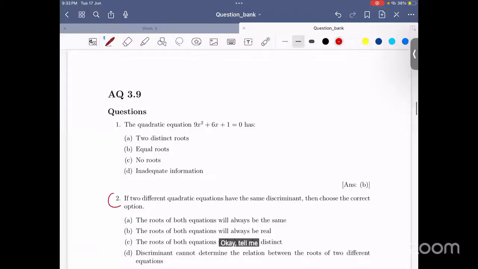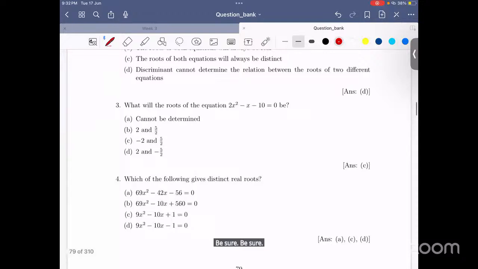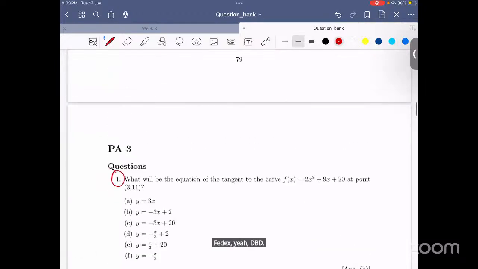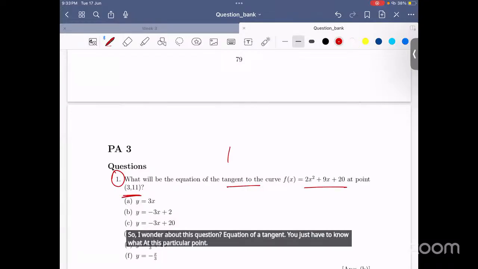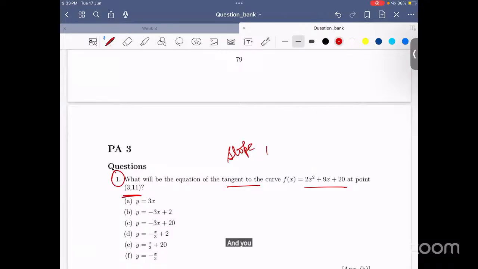Okay, tell me about this. Cannot determine. D. Correct, it will be D. So what about this question? Equation of a tangent. At this particular point you should know the slope, and you already have a point. So this is what you need to get the equation of a straight line.